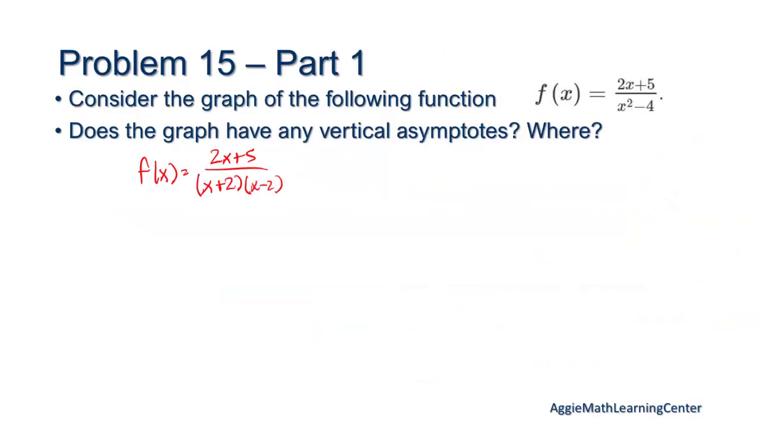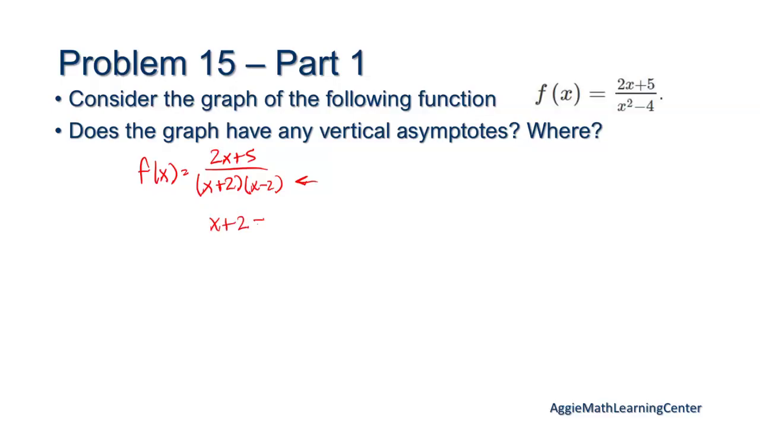Now first we look at any holes. Because there are no factors in the numerator that are the same in the denominator, this graph has no holes. Now for vertical asymptotes, we look at the denominator. Wherever the denominator is equal to 0, that's where we have a vertical asymptote because the function is undefined there. So we have two places where if we plug in an x value, the denominator could equal 0.